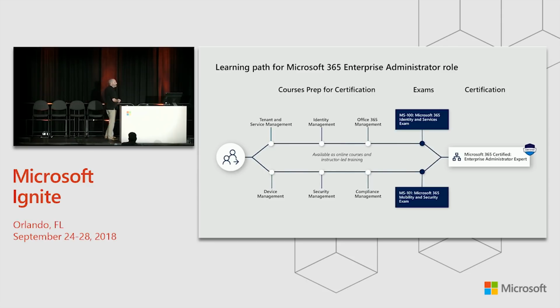So the kinds of things that we're going to be having courses on that you guys will either take as online courses, as instructor-led courses, maybe as Pluralsight or LinkedIn Learning courses. You'll be looking at courses based upon tenant and service management, identity management, and Office 365 management. This week, we've actually announced that there are courses already available for these. You can actually start going to learning partners. You can start studying for this. These courses are actually out now.